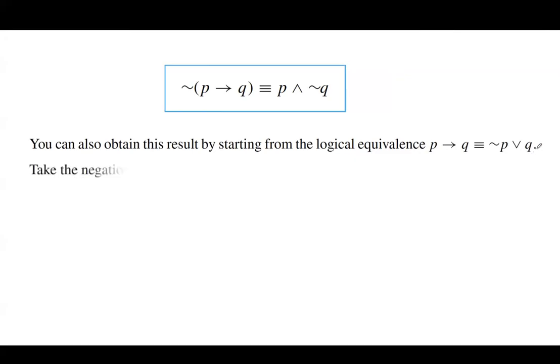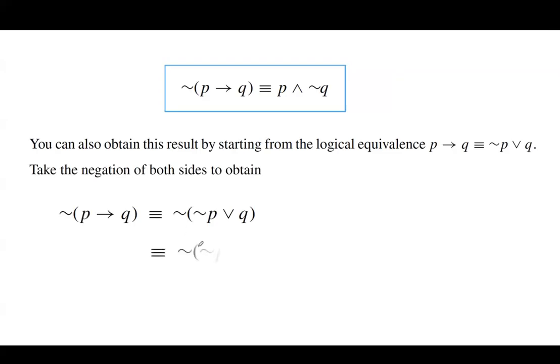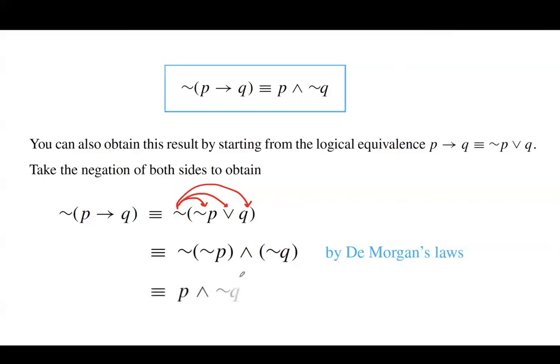Then you can apply De Morgan's law, which says that the negation of P then Q can be written as the negation of not P or Q. And then you can distribute this negation over the or using De Morgan's laws. And then here you have not not P and not Q. Not not P is the same as P. So you have P and not Q, which is the exact same expression that you see on the right-hand side.